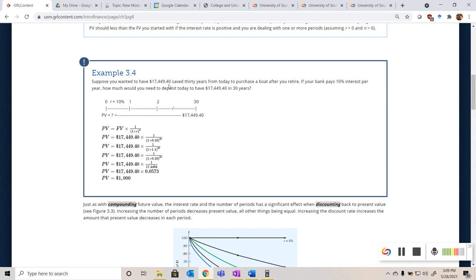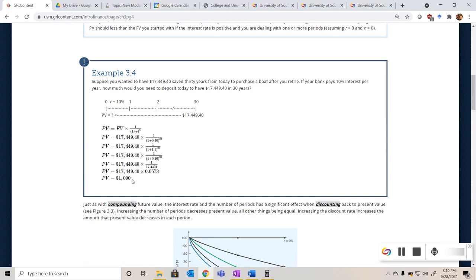So we want to have $17,449.40 saved 30 years from today. So what we're going to do is just plug in the $17,449.40 into our future value in that formula. We'll plug in our 10% for our interest rate, and then our N is 30. Right, and we can just walk through and solve that. We can plug it into our calculator, and of course, we already know we're going to end up with $1,000 at the end of that.